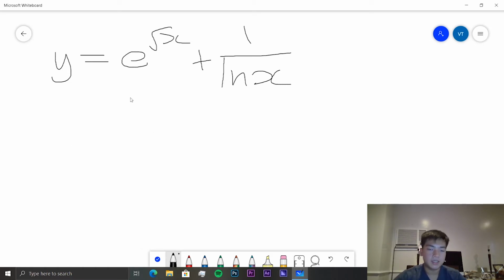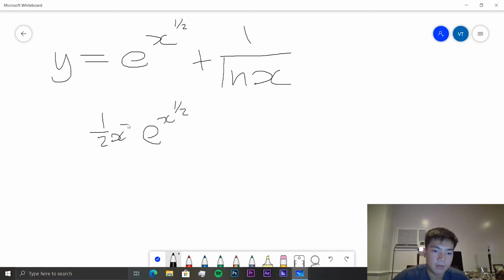So let's get the derivative of e to the square root x first, which we can rewrite as e to the x to the 1/2. So the derivative of this is e to the x to the 1/2 times the derivative of x to the 1/2, which is 1/2 x to the negative 1/2. And now we need to find the derivative of 1 over ln x.